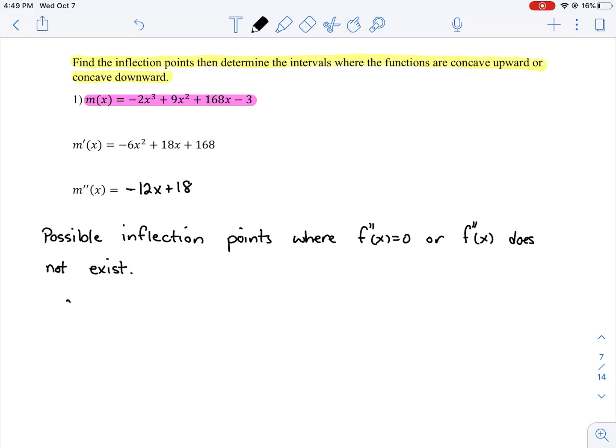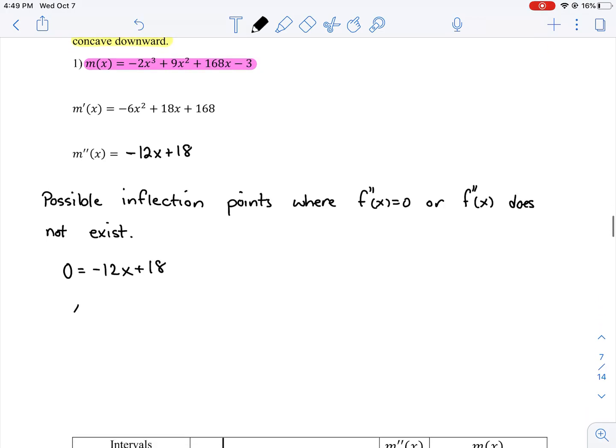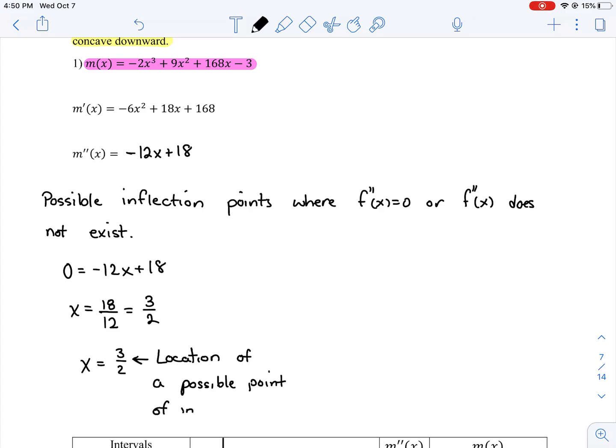So I'm going to set the second derivative equal to 0. And I'm going to solve for x. And that reduces to 3/2. And this is the location of a possible point of inflection. We will determine later if this is actually an inflection point.